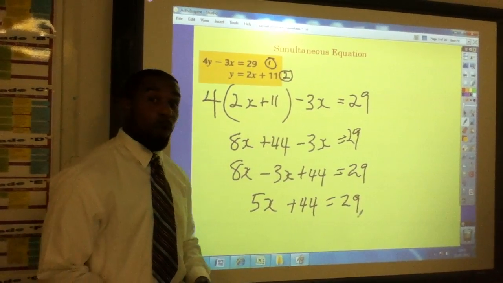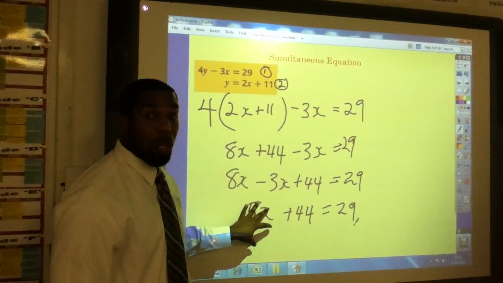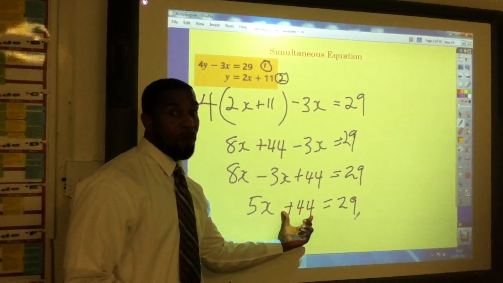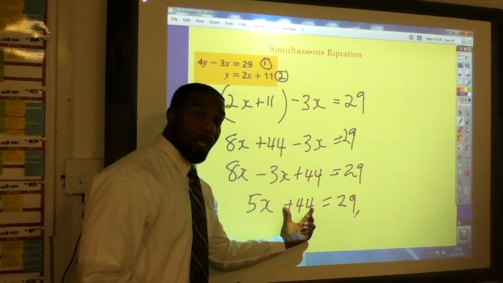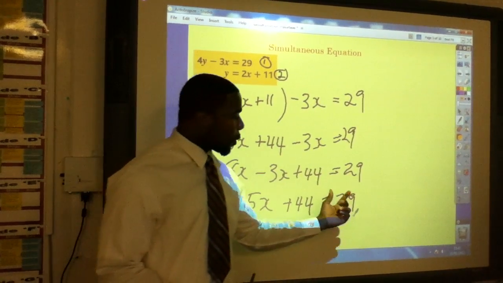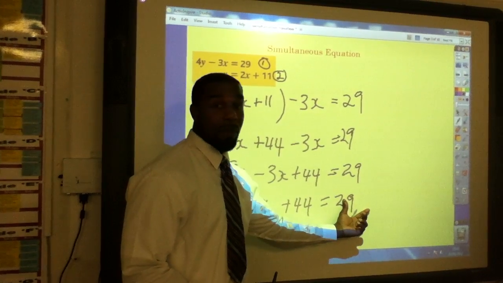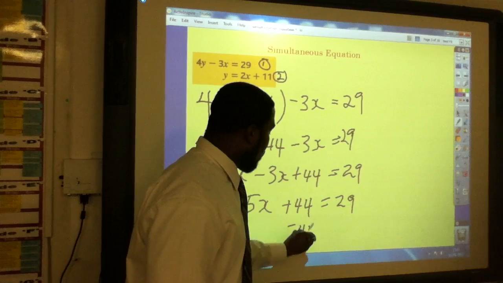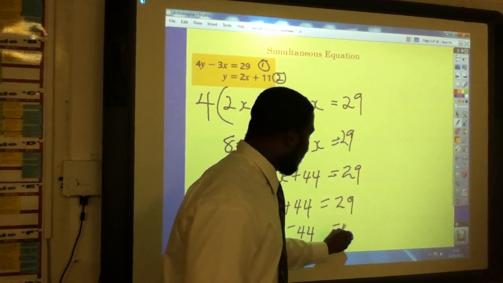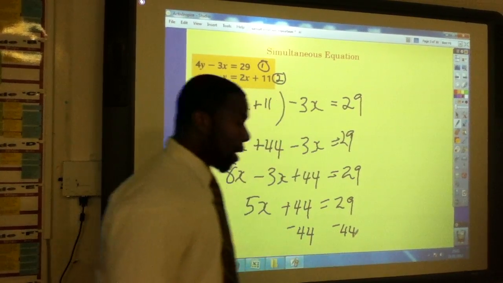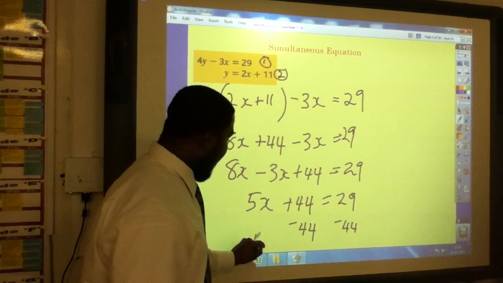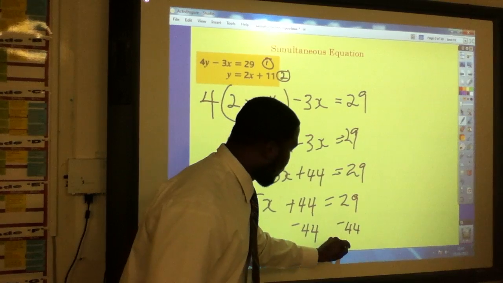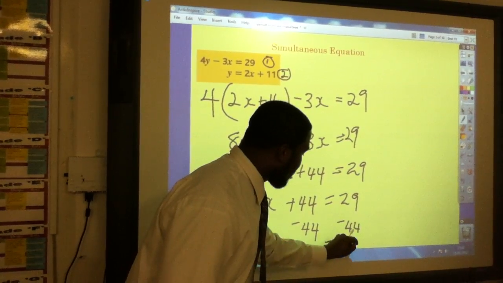Now remember what we want. We want to get x by itself. So to do that, we're going to be taking away 44 from this side. If you take 44 from this side, you also have to take 44 from the other side of the equal sign. So I'm going to minus 44 here and minus 44 there. This leaves me with 5x is equal to minus 15.